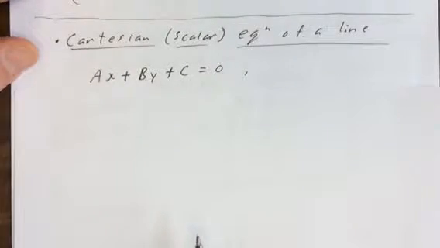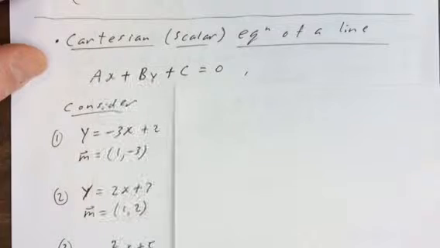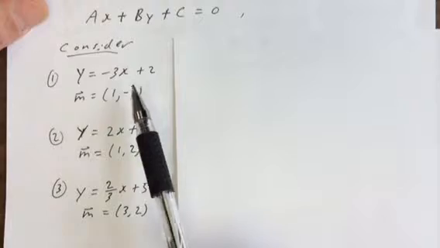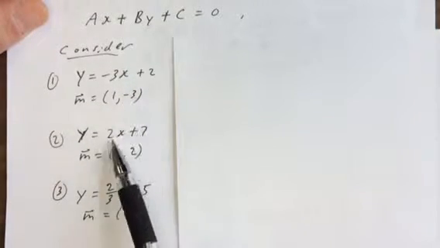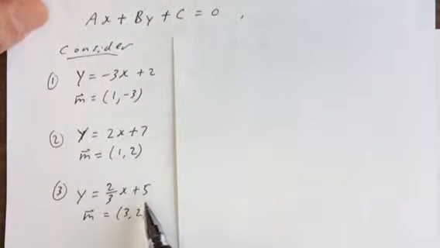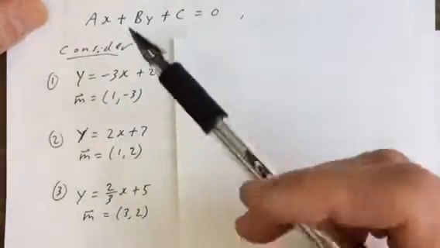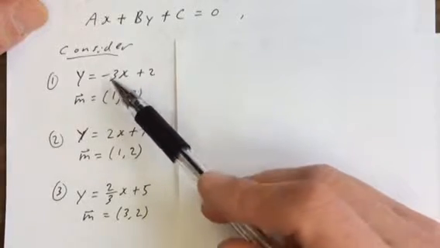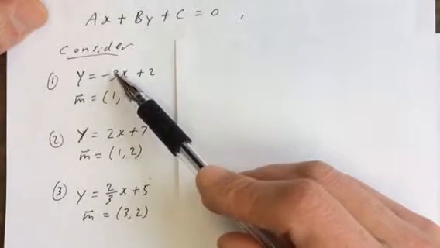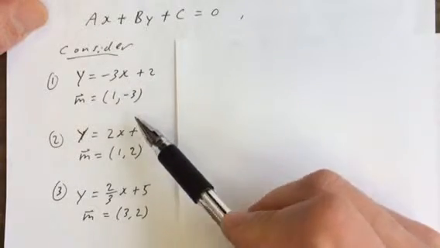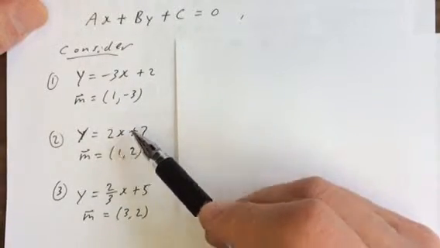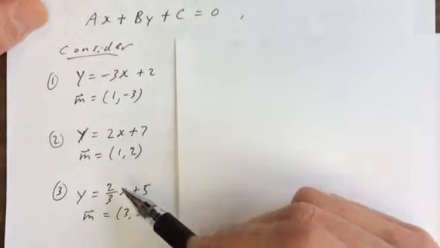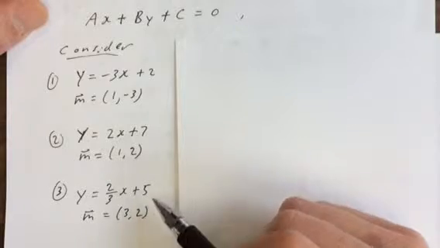Now, we're going to take a look at a few lines. In slope-intercept form, we've got these three lines here: y equals negative 3x plus 2, 2x plus 7, and 2/3 x plus 5. With these three lines, we can tell exactly what a direction vector would be for them by looking at the slope. In this one, the slope is negative 3 over 1, so 1 comma negative 3 is the direction vector. This is 2 over 1, so 1 comma 2 is the direction vector. And 2 over 3, so 3 comma 2 would be the direction vector.